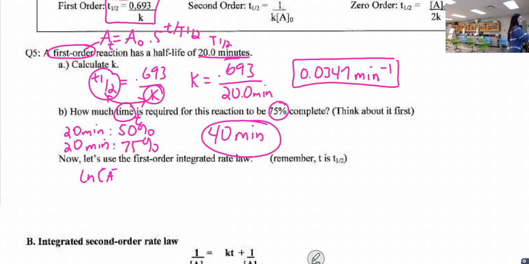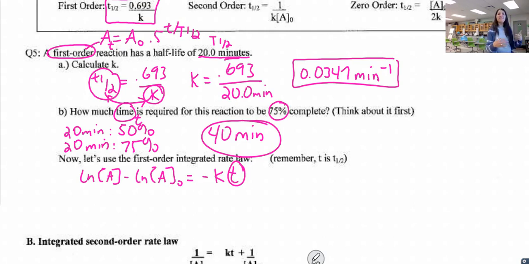So just to remind you of this, ln of A minus ln of A0 is equal to negative kt. And so I know I'm looking for t, I'm looking for time. So I'm going to fill this in. And my k, we actually just figured out, so we can divide by k once we have this down.